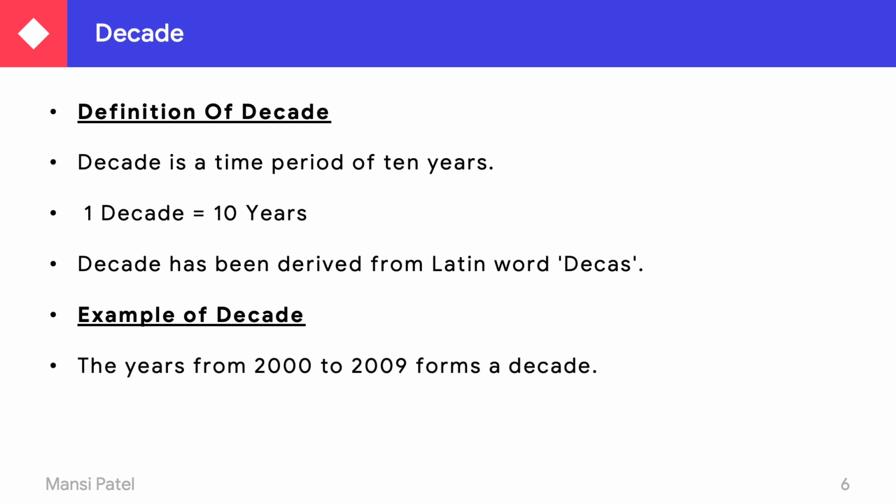The years from 2000 to 2009 form a decade. You see that there are 10 years between 2000 to 2009. Let us calculate. We count 2000, then 2001, 2002, 2003, 2004, 2005, 2006, 2007, 2008 and 2009. So this 2000 to 2009 forms a decade.